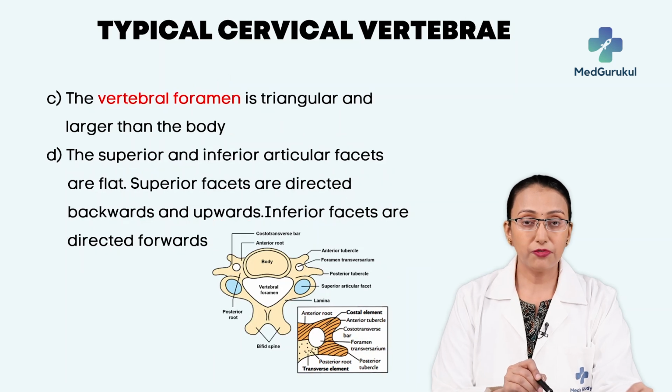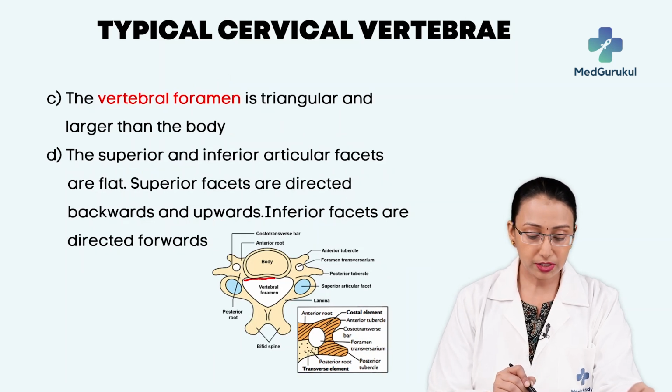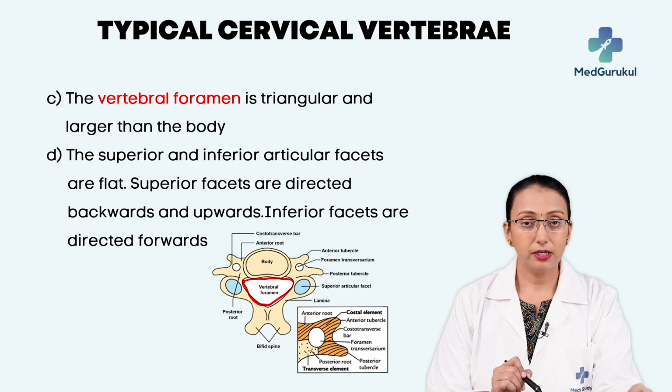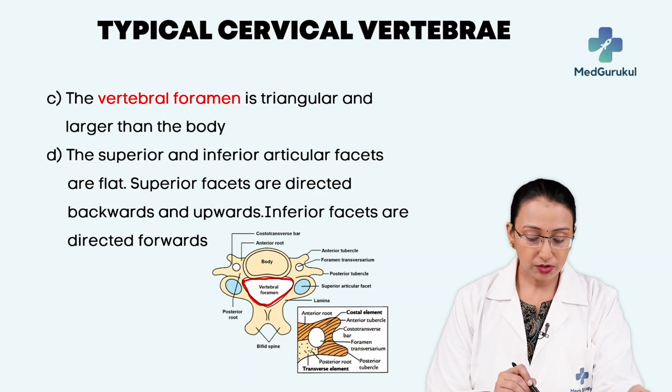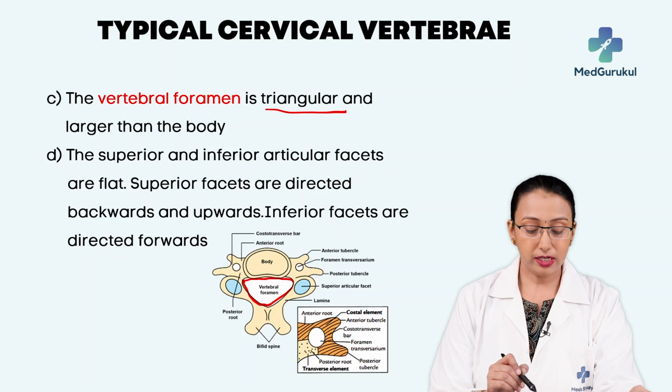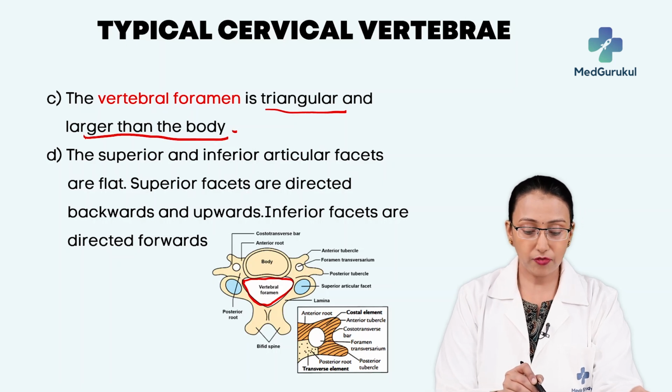Now, what about the vertebral foramen? So this is the vertebral foramen. All the vertebral foramens of all the vertebrae form the vertebral canal. We know that within this vertebral canal there is the spinal cord. Now in the cervical vertebrae, the vertebral foramen is triangular and it is larger than that of the body of the cervical vertebrae.